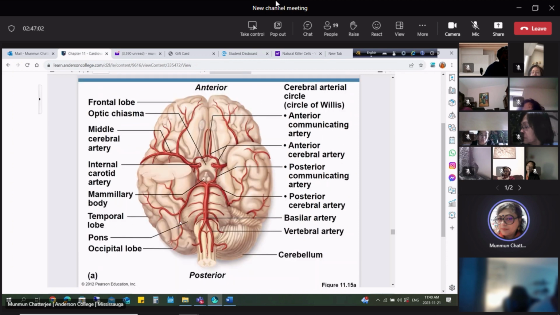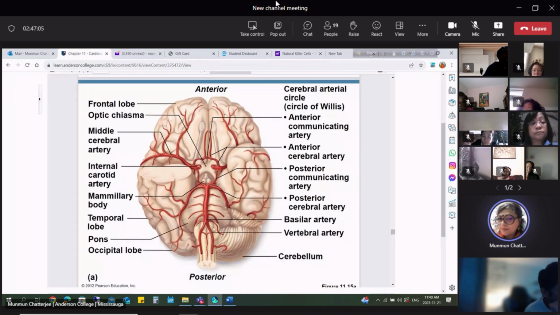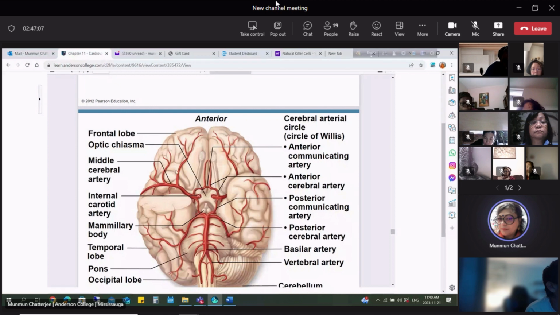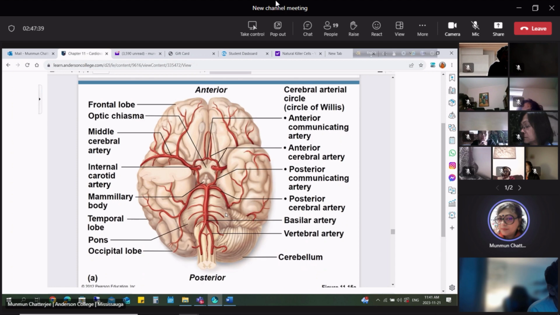See how it is connecting? The carotid artery is coming anterior, posterior. So there are different types of internal carotid artery. These are the different lobes of the brain, and this is called the circle of Willis. It is making a round so that all the blood vessels are connected to each other. There are different names of the arteries which supply blood to the different parts of the brain.